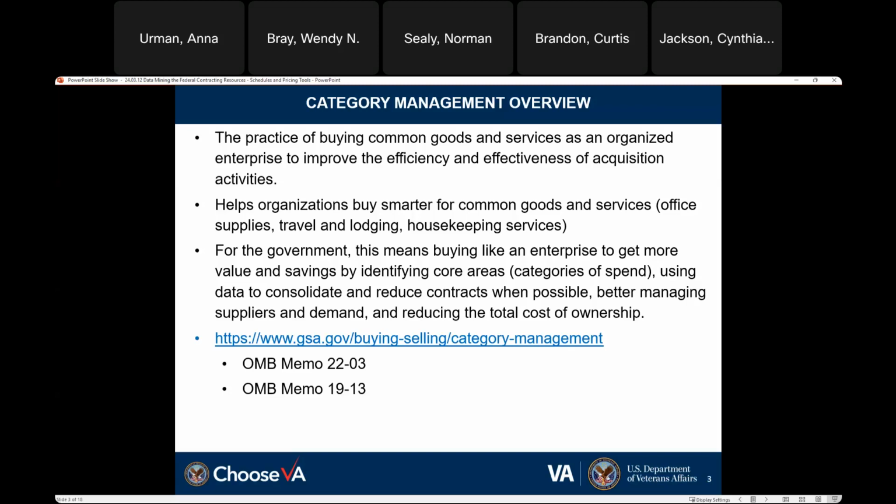So because GSA is the government's acquisition arm, and because they manage some of the most of the government-wide acquisition contracts and the GSA schedules, which are primary tools of category management, I just wanted to give you a little bit of an explanation of that term. We will not go back to it.